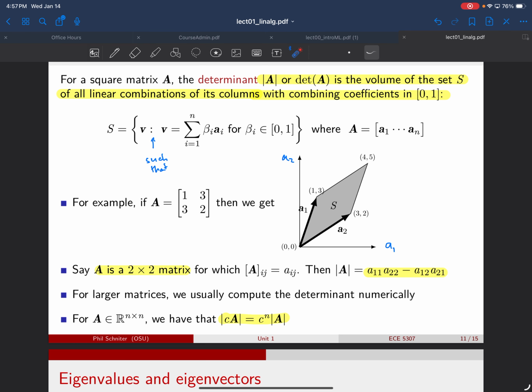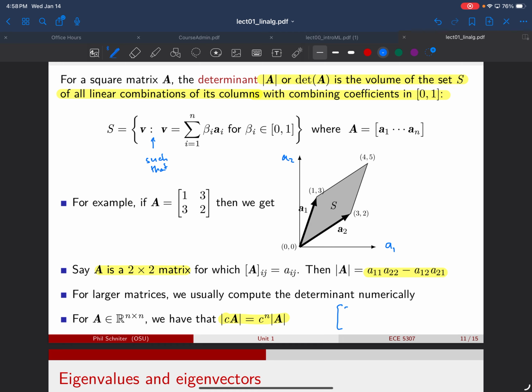So here I have a matrix A and a scalar C. And C is multiplying A inside the determinant. Well, what happens when I pull that C out? We end up taking C to the nth power. So the reason why, maybe I can give you an example.